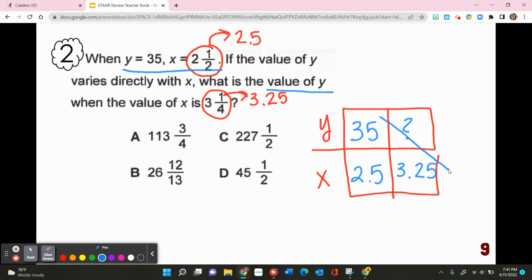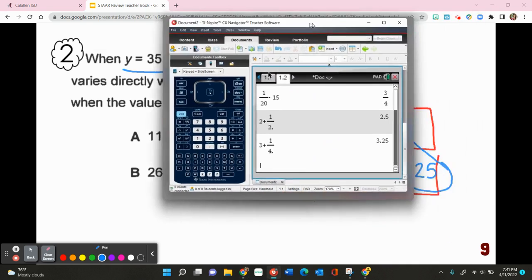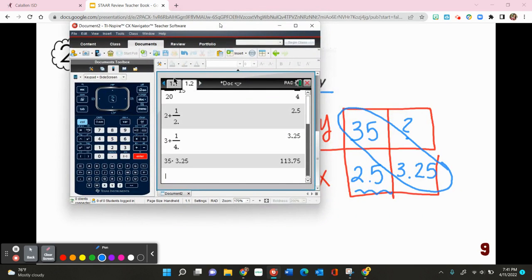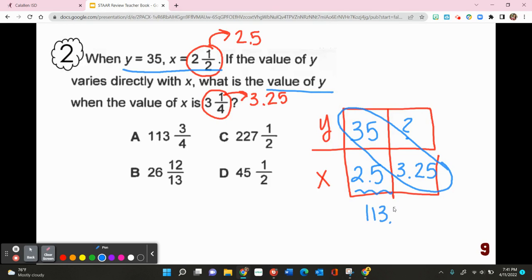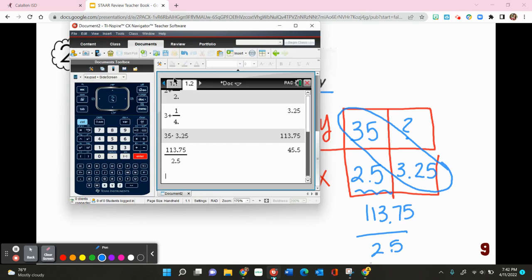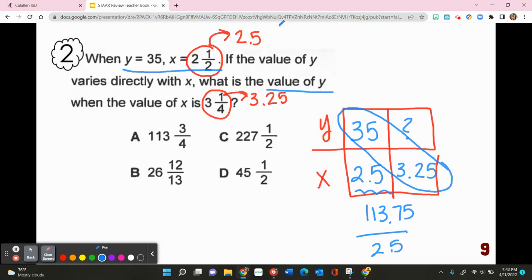Now I'm going to cross multiply 35 times 3.25 and divide by 2.5. So opening up my calculator, 35 times 3.25 is 113.75, divided by 2.5, and I get 45.5. So here, my answer is going to be D, 45.5.